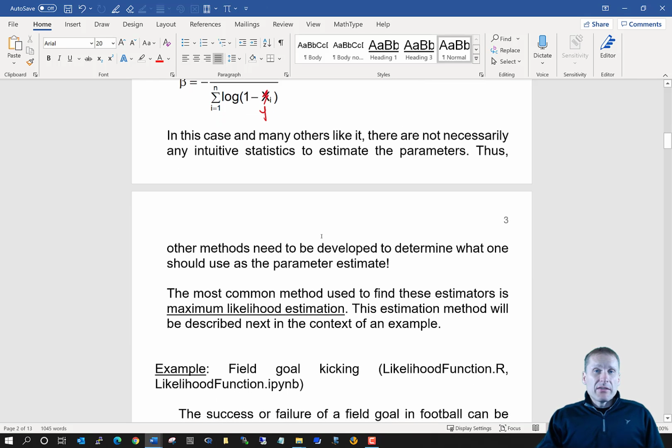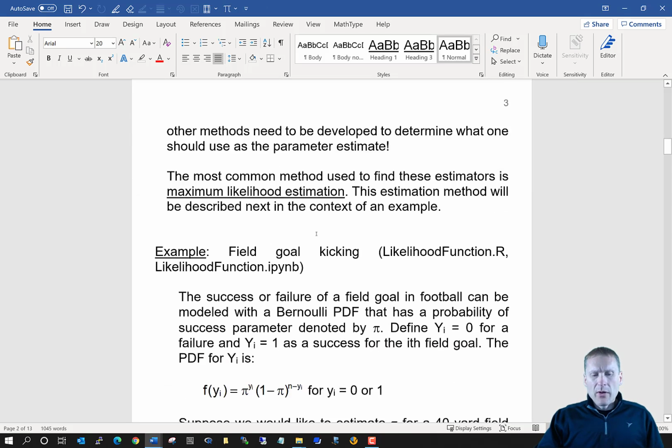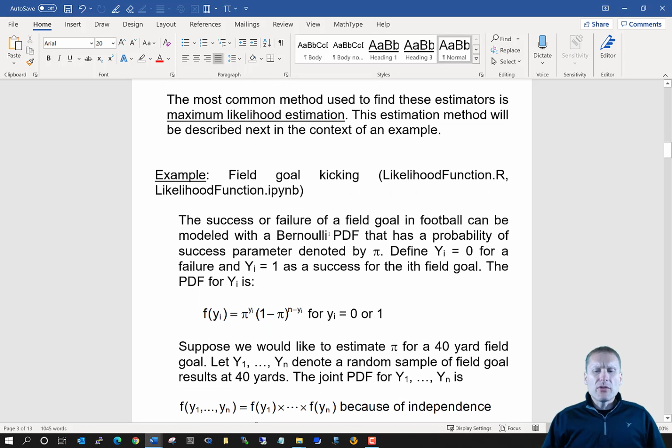So in some cases, there are intuitive ways to estimate the parameter. In other cases, like this one, there isn't. The most common, or I should say most general, method that people use to find estimators is called maximum likelihood estimation. This leads to a maximum likelihood estimate, which is going to be based upon sampled values. Now, to help introduce it, let's talk about an example. This goes back to us talking about field goal kicking.